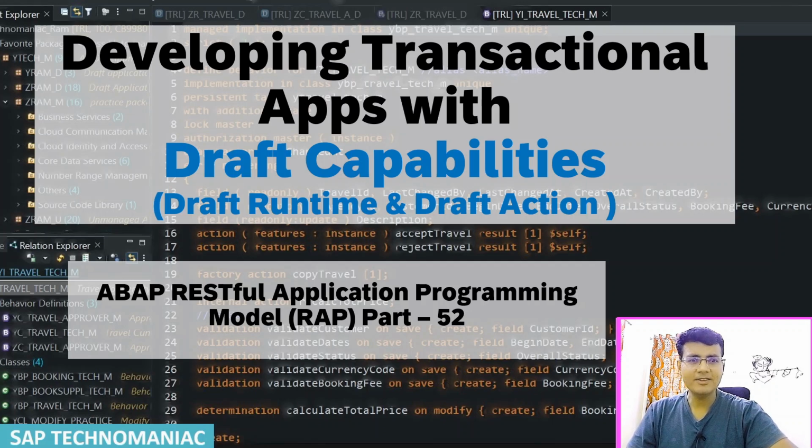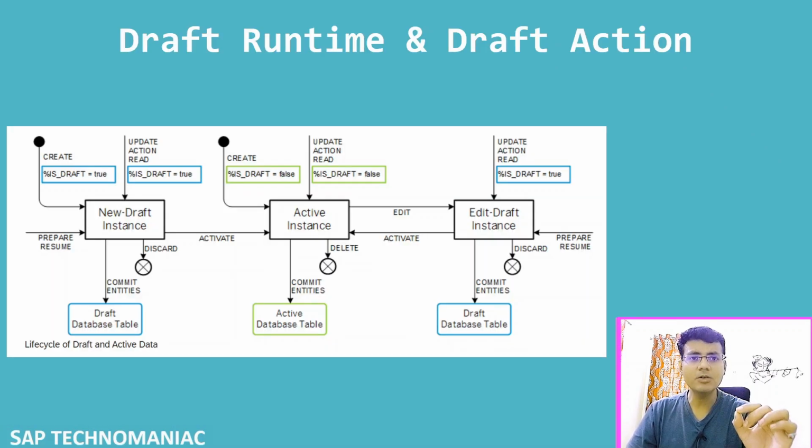Hello everyone, welcome back. In my last video, we saw different states of the draft business object during the draft execution. The first state was the new draft instance, then the edit draft instance, and third was the active instance. How we can create the new draft instance and the edit draft instance, we discussed in my last video.